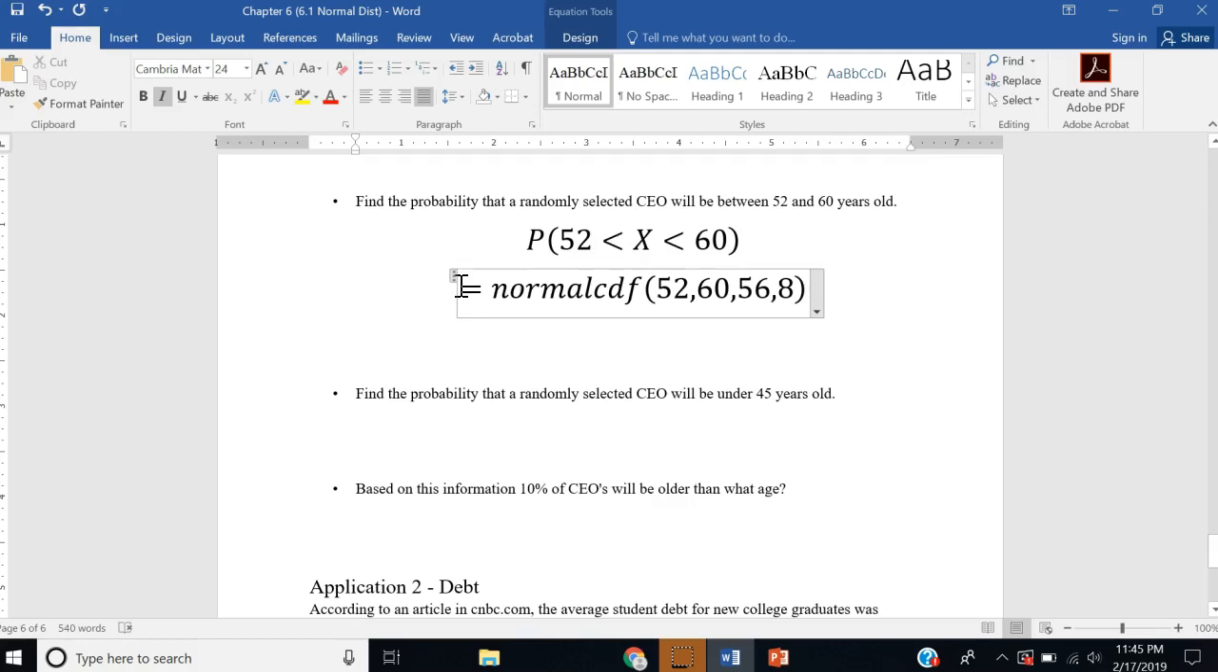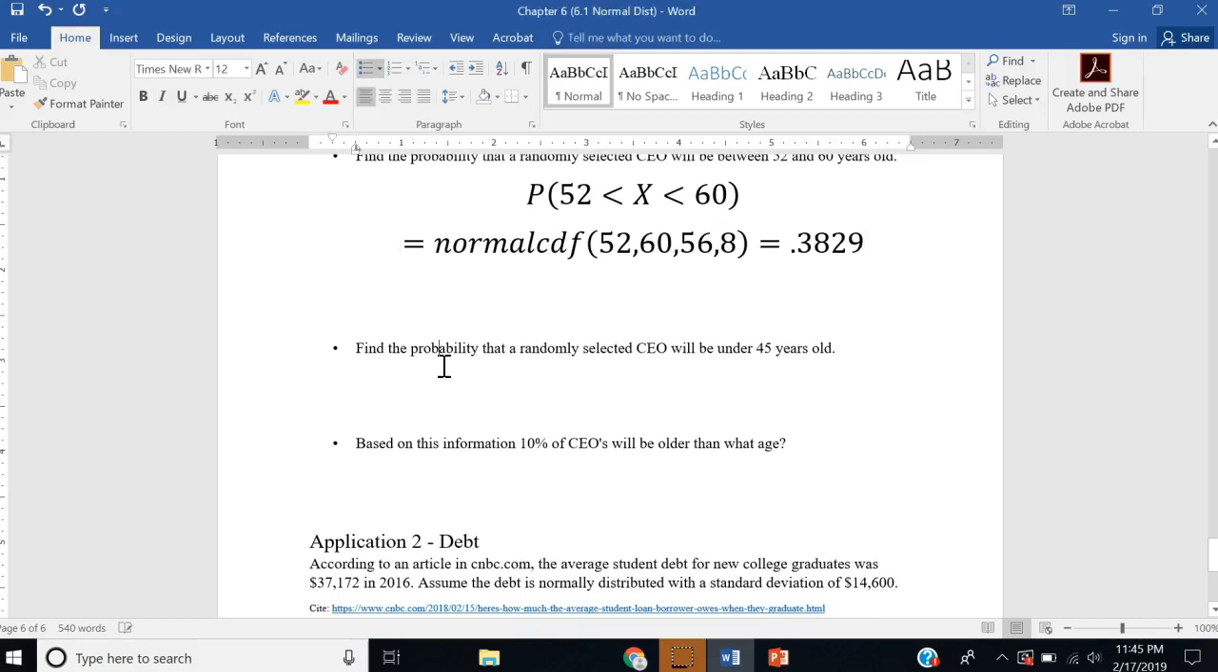Probability between there is normal CDF. We know how to calculate using a normal CDF. We've done that a number of times before. 0.3829. So 0.3829 is the probability that a randomly selected CEO will be between 52 and 60 years old. Hopefully that makes sense. Let's do the next one.